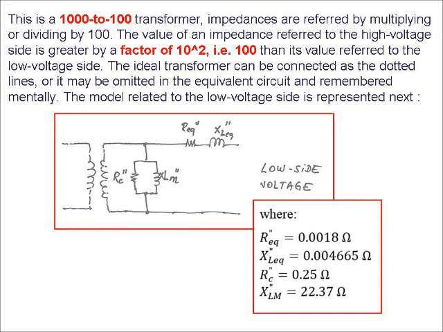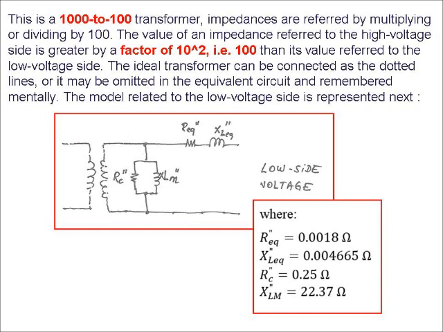So the ideal transformer could be connected like this diagram shows on the left. It could be omitted as long as you know exactly what model you are using. So the model referred to the low voltage side is represented here. We have an ideal transformer on the left. Then on the right side of the transformer, we have the magnetizing branch, RC double prime, XLM double prime, and then we are also bringing the series resistance and the series leakage, REQ double prime, XEQ double prime.